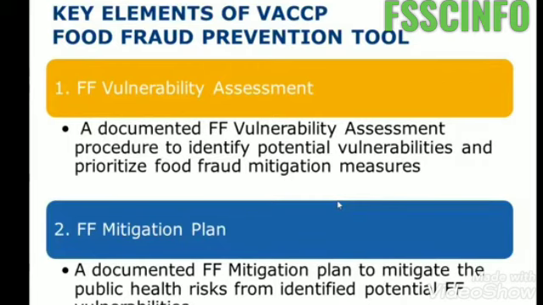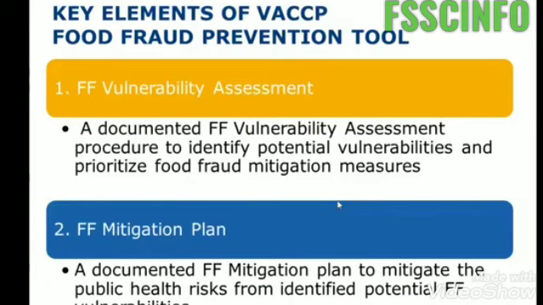In the GFSI position paper, they said that every organization applying for food safety system certification should have a documented food fraud vulnerability assessment procedure to identify potential vulnerabilities and prioritize food fraud mitigation measures. So this is the first part, just to prioritize what sort of different food fraud can happen within the supply chain of that organization.